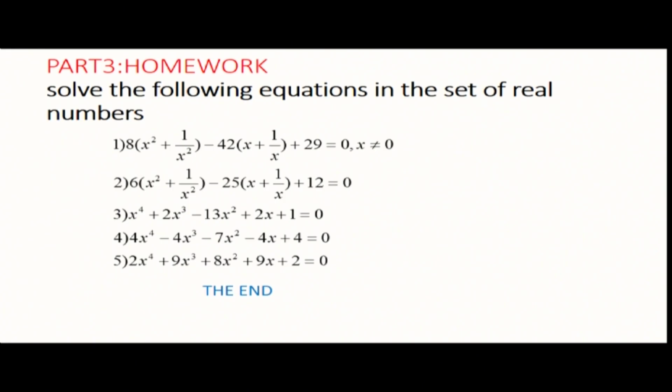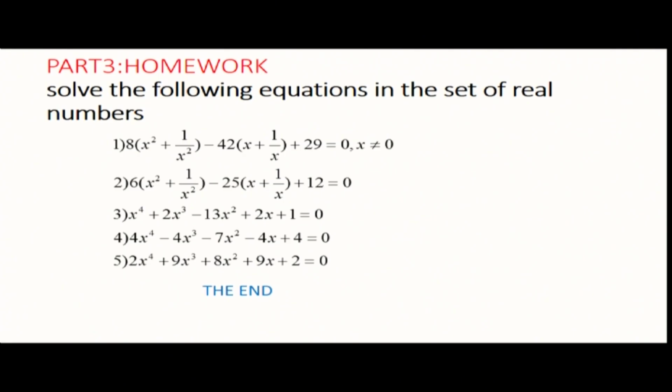Let me show you what to do in the case you have that kind of equation. Let me take number 5, the last one. You have 2x to the power 4 plus 9x cubed plus 8x squared plus 9x plus 2 equals 0.